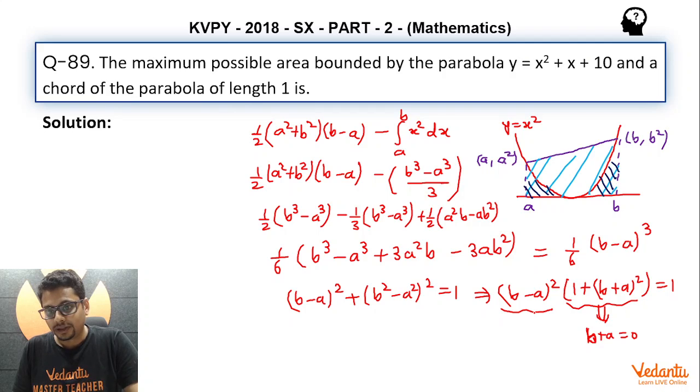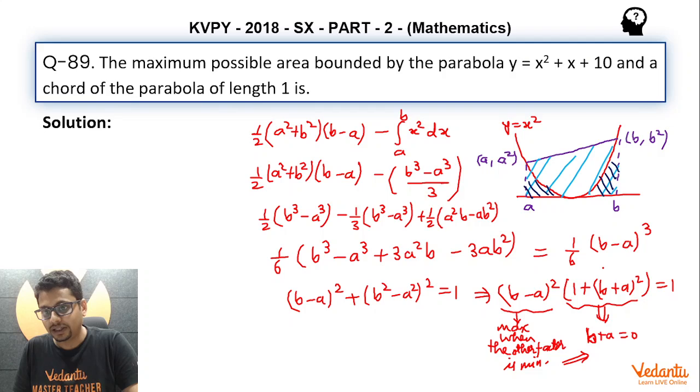So this will be maximum when the other factor is minimum. And for it to be minimum, b plus a whole square should be 0, taking its minimum possible value. That means b plus a should be 0. In which case this factor becomes 1. That means b minus a whole square multiplied by 1 is 1. That means b minus a is 1.